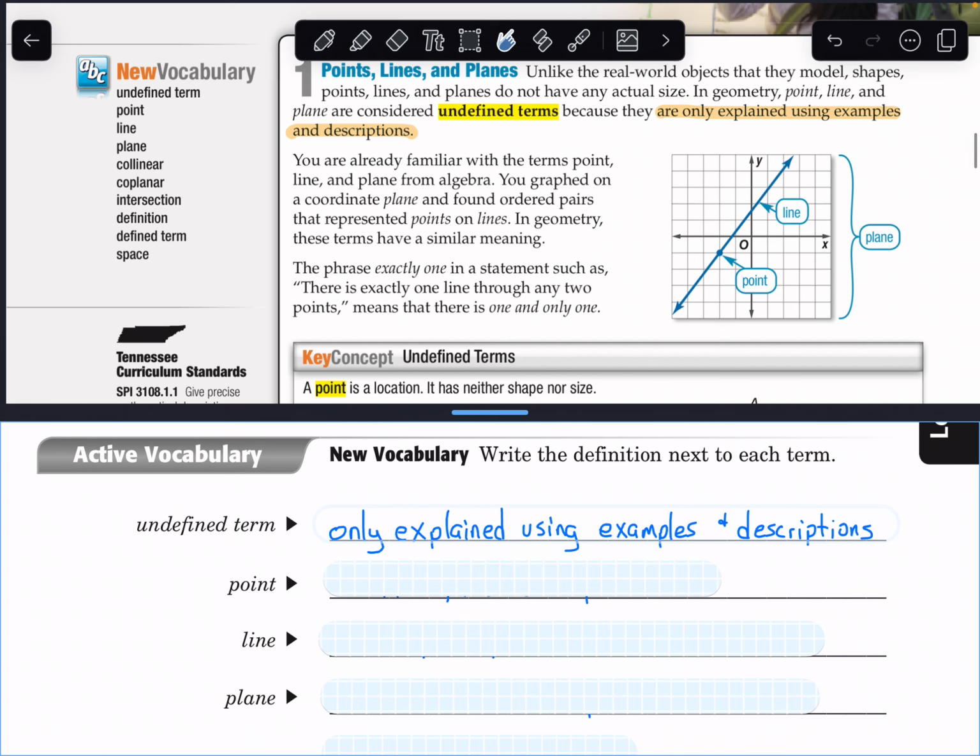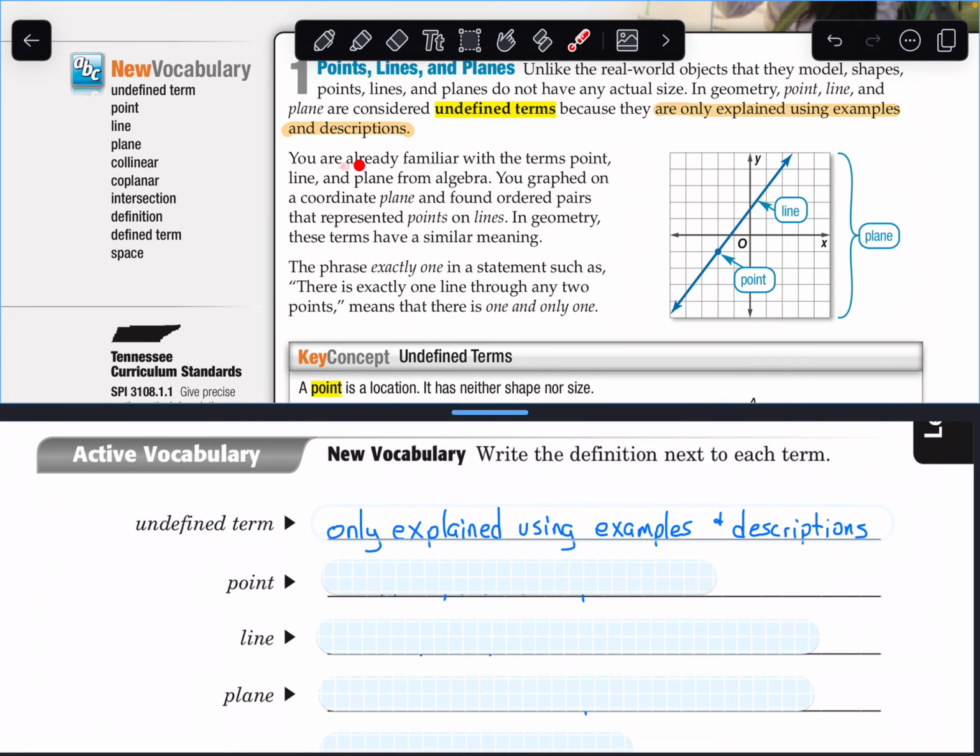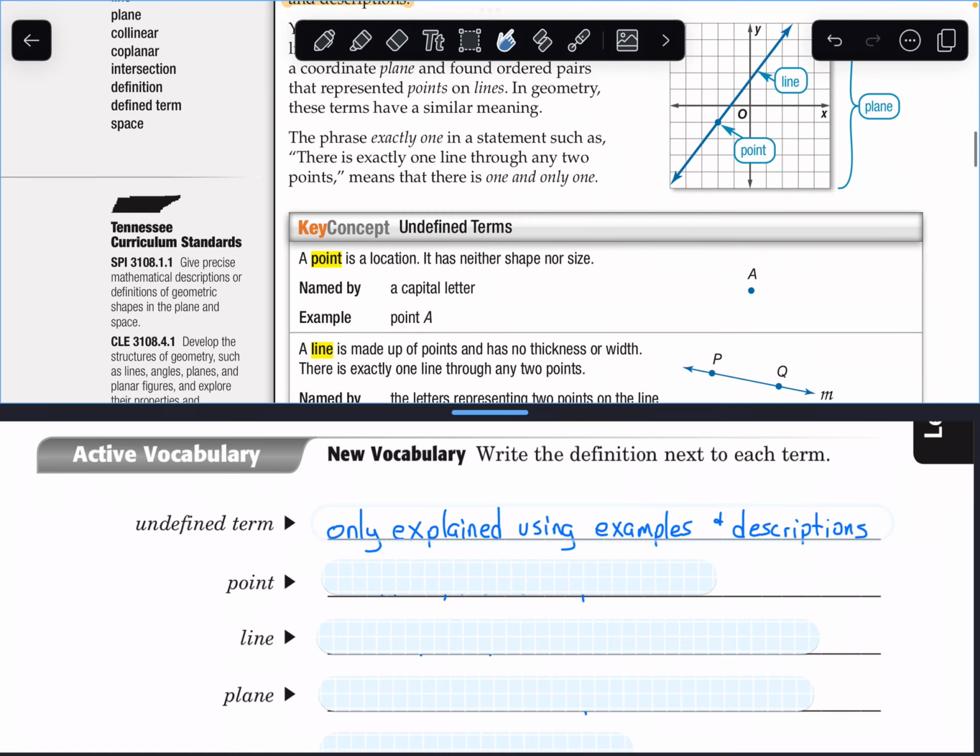Okay. Continuing on, you are already familiar with the terms point, line, and plane from algebra. You graphed on a coordinate plane, found ordered pairs that represent points on lines. In geometry, these terms have a similar meaning. And there is the reference diagram again. The phrase "exactly one" in a statement such as "there is exactly one line through any 2 points" means that there is one and only one. You cannot create 2 different lines through the same 2 points. You will just be tracing over the same line.